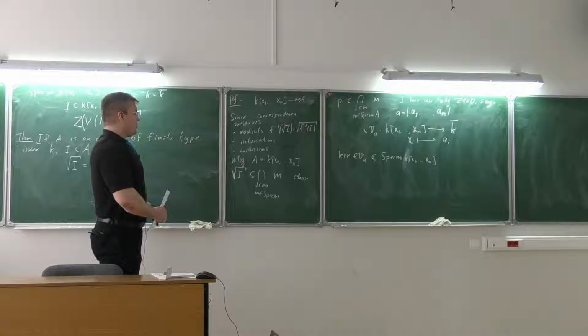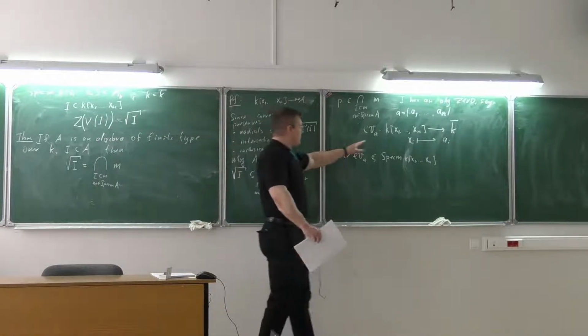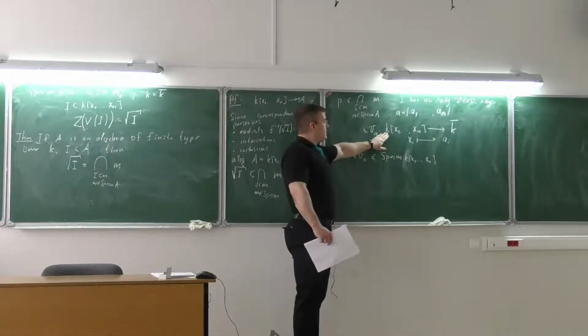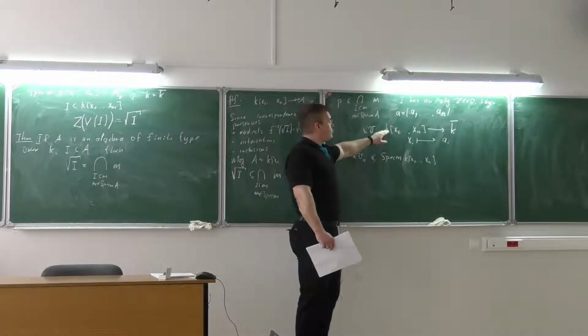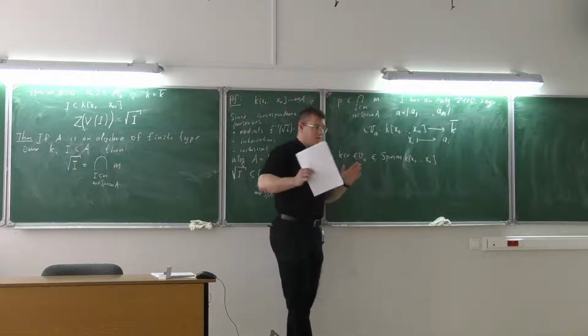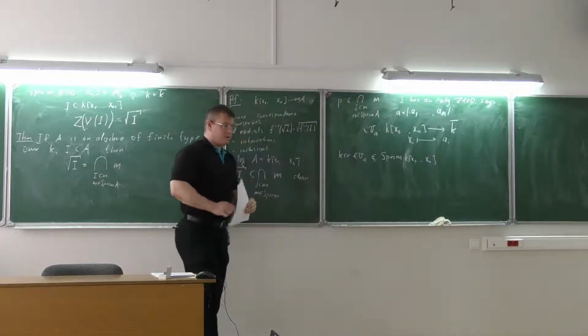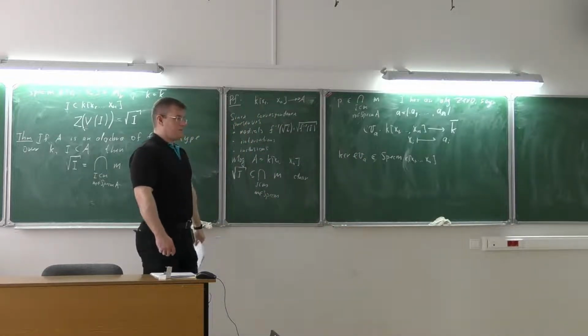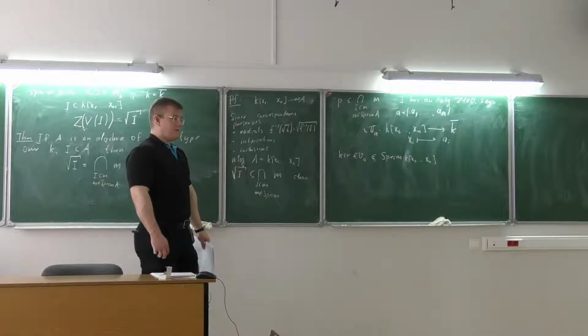Well, what would be the image? The image is you take this K, and then to this field K you adjoin these elements. So this will be K with this round parenthesis about these elements, and that's a subfield.